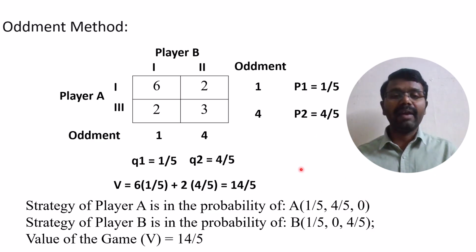And in a similar manner, the strategy of player B is in the probability of 1 by 5 comma 4 by 5 and then 0. So here actually these probabilities are interchanged for player A and player B. So please note. And the value of the game V is equal to 14 by 5. So that is how we apply the augment method once we get the 2 by 2 matrix.